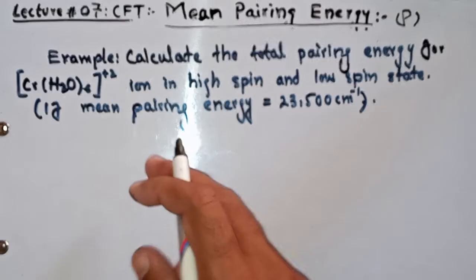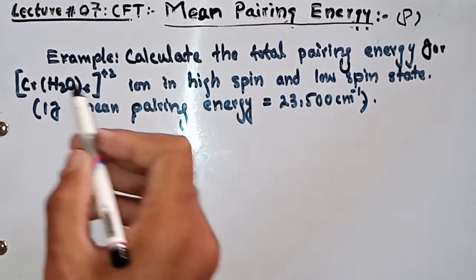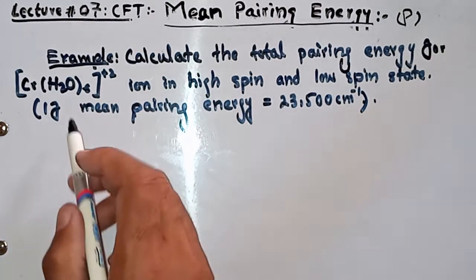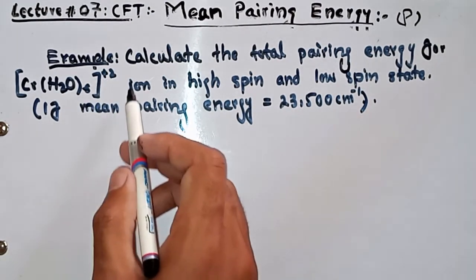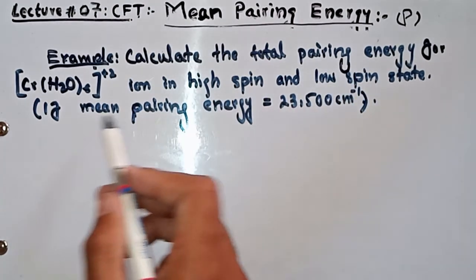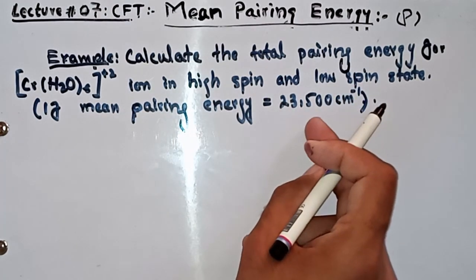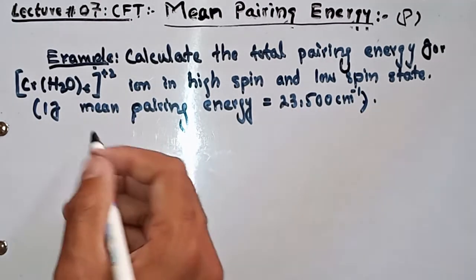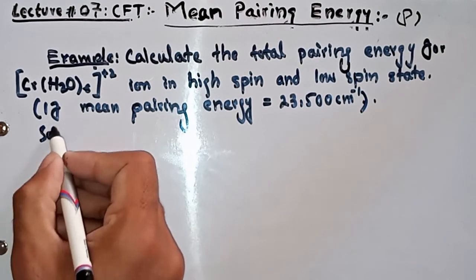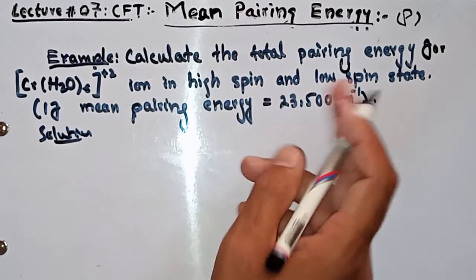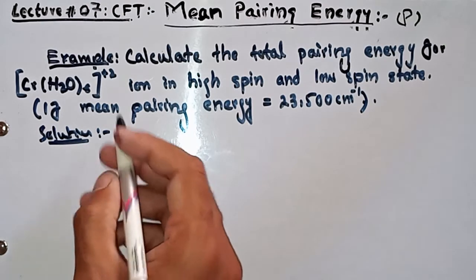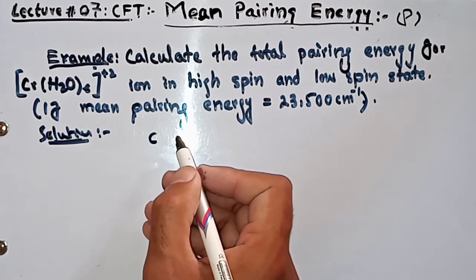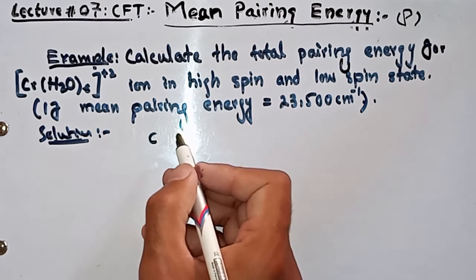So let's come to this example. Calculate the total pairing energy for chromium. Take the chromium 2+ ion in high spin and low spin states, if the mean pairing energy is equal to 23,500. How can we solve this example? How can we calculate the total pairing energy? Here, we know that chromium has an electron number.